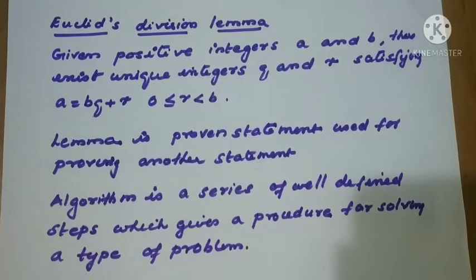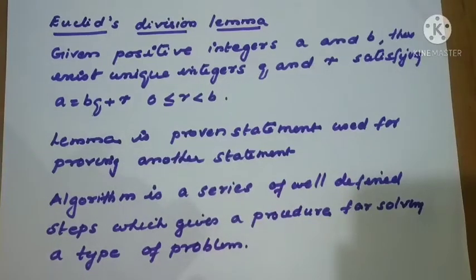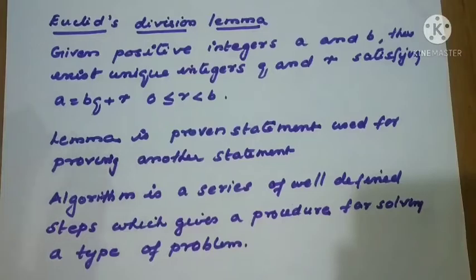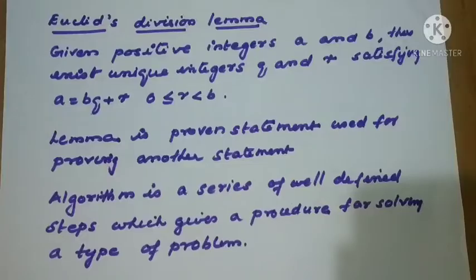Euclid division algorithm is usually used for two purposes in this chapter. One is for finding the HCF and the other is for finding the properties of numbers. Euclid division algorithm is used to find the HCF here, and also we are going to use it to find out some properties of numbers.